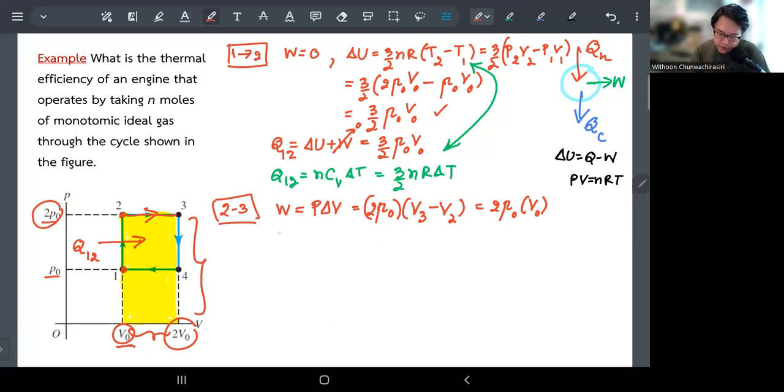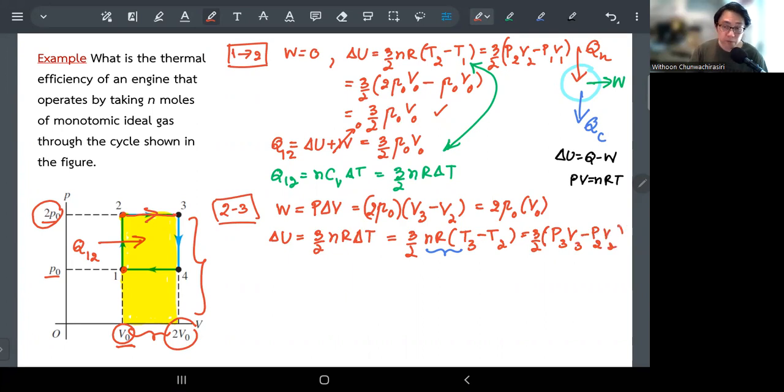Next, what about delta U? Well, delta U is always 3/2 nR delta T. There's no change. A monatomic ideal gas follows this equation all the time. So 3/2 nR, T final at number 3 minus T initial at point number 2. And then, of course, even though you don't have temperature, nRT is just PV. So you can say it's going to be 3/2 P at 3, V at 3 minus P at 2, V at 2.